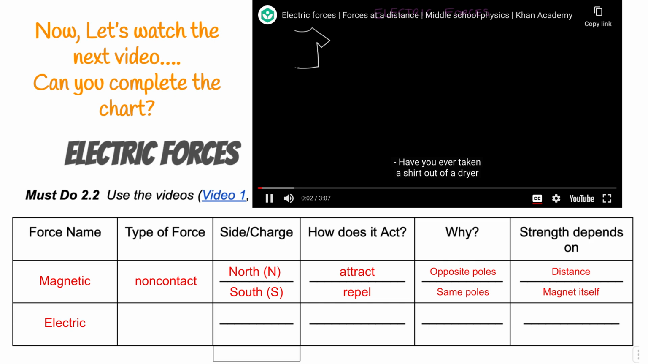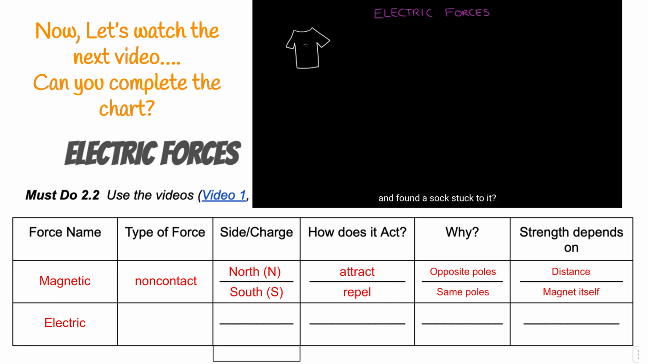Have you ever taken a shirt out of a dryer and found a sock stuck to it? If you have, you might have noticed that once you pull the sock off, it was still attracted to the shirt, even when they weren't touching. What is even happening here? Well, it turns out there's an electric force between the shirt and the sock. Electric forces are a type of non-contact force, which means they can act on objects that aren't even touching.